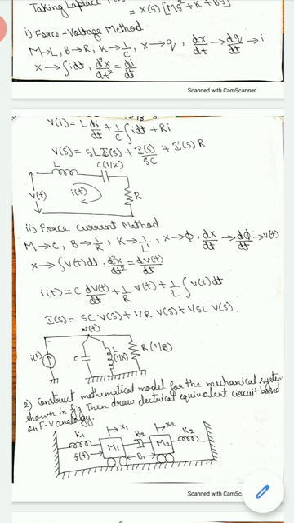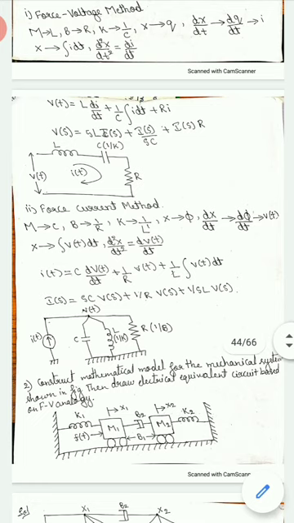Next, taking Laplace, I of s is equal to sc into v of s plus 1 by r into v of s plus 1 by sL into v of s. You can observe that for the force voltage method, in the equivalent circuit, the inductance, capacitance and resistance will be in series. But in the force current method, they will be in parallel. Capacitance, inductance and resistance will be in parallel. Okay, thank you.